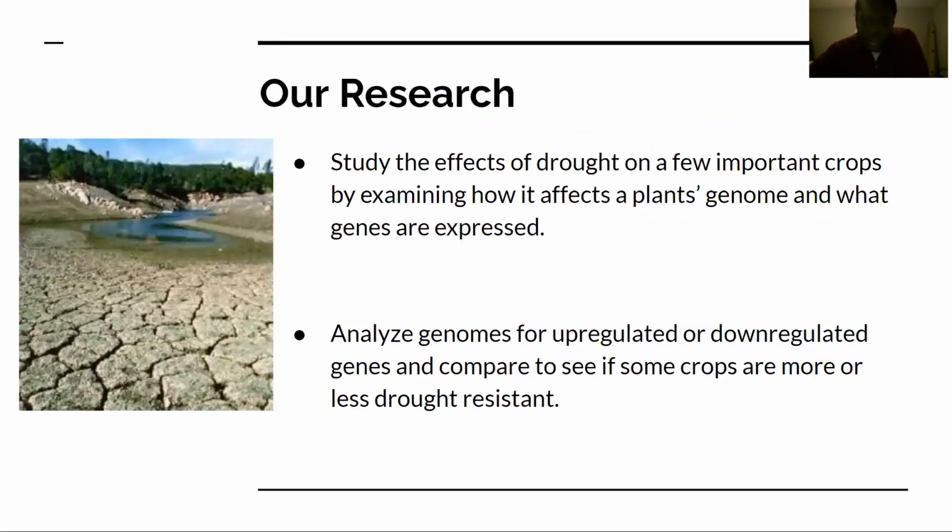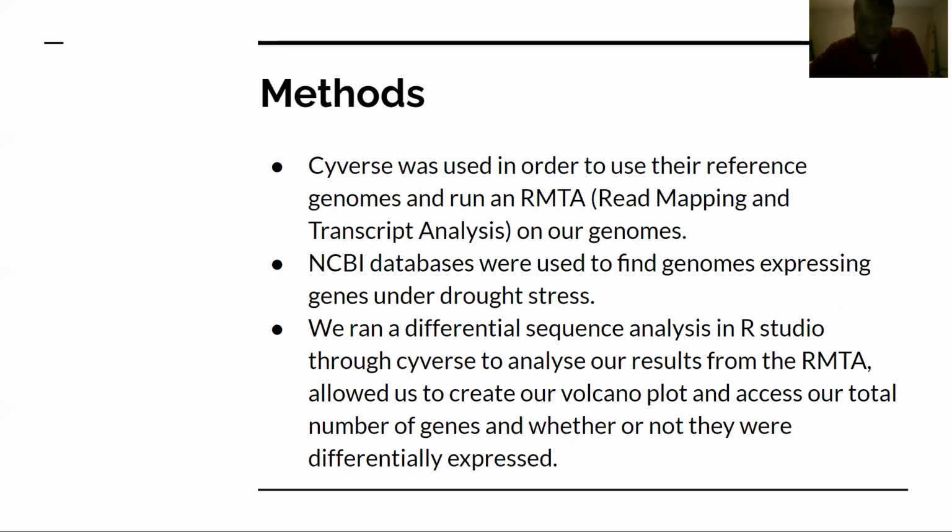In our research, we studied the effect of drought on a few important crops by examining how it affects the plant's genome and what genes are expressed. We also analyzed the genomes for upregulated or downregulated genes. Methods: we used CyVerse to run the RNA-seq analysis, and we used the NCBI databases to find genomes, and we ran a differential sequence analysis in RStudio on CyVerse.